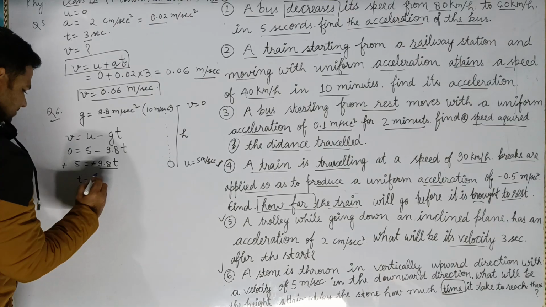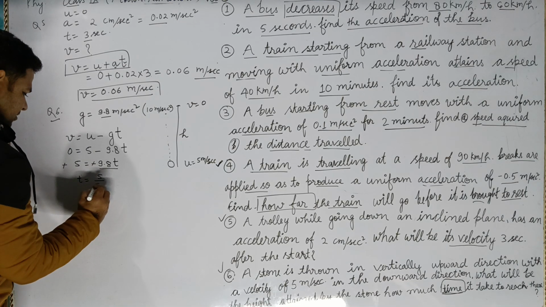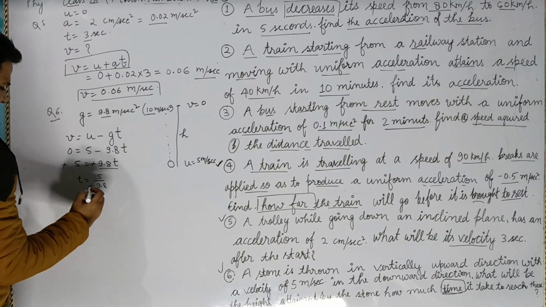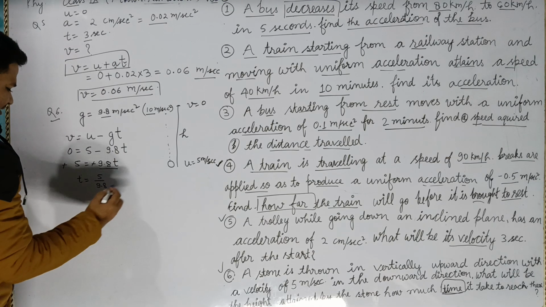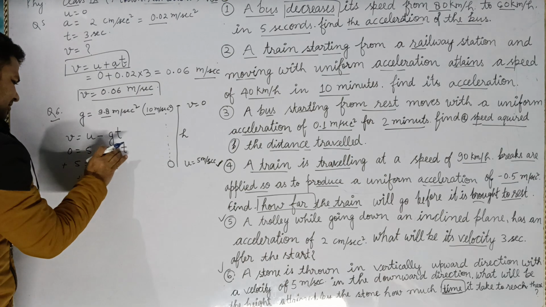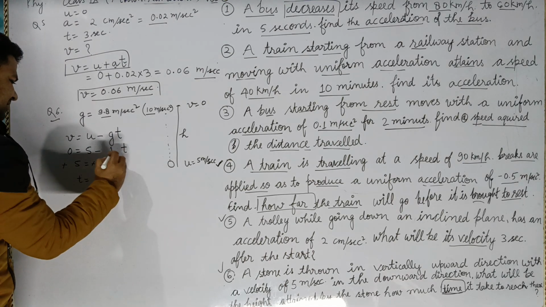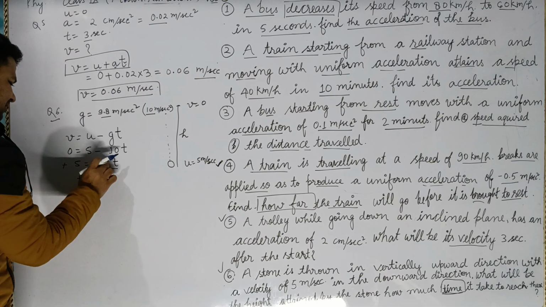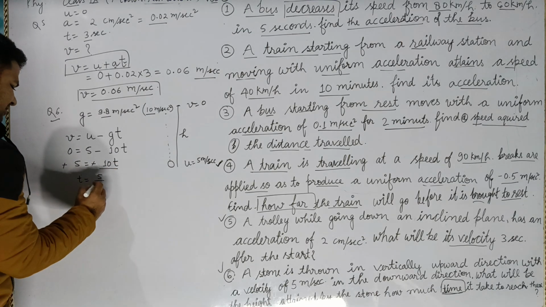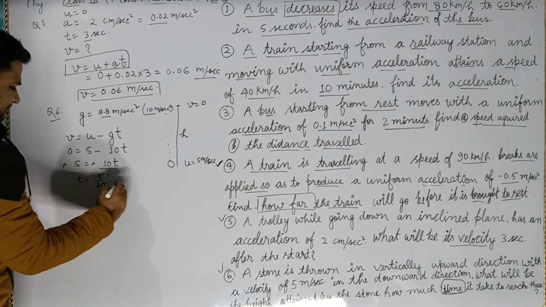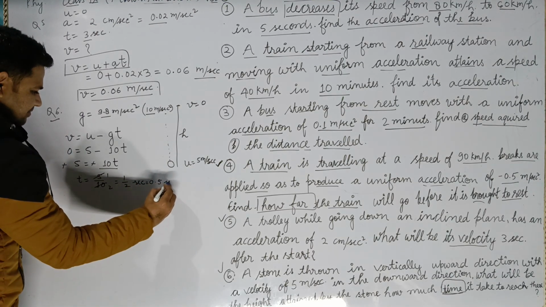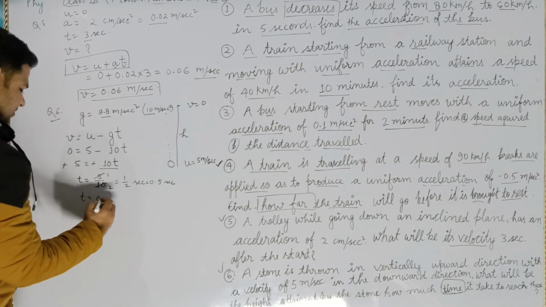T is equal to 5 upon 9.8. We simply take 10 here, because it will be easier and the value is not specified. So 5 upon 10 is 1 by 2 seconds, or 0.5 seconds. T is equal to 0.5 seconds.